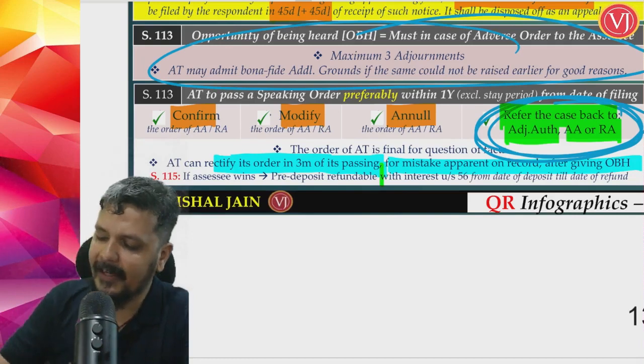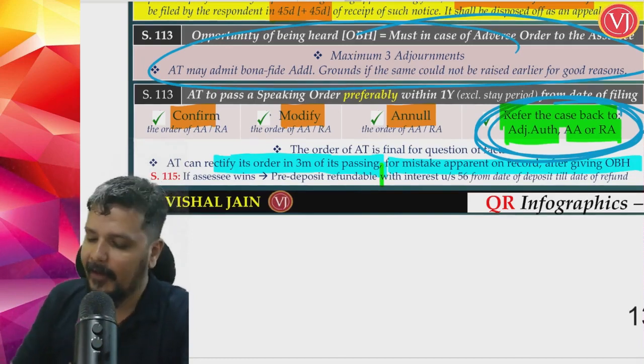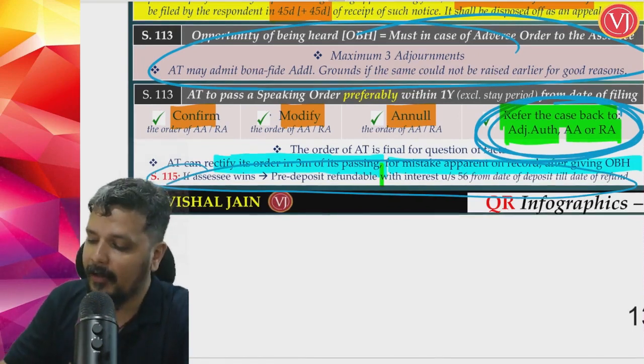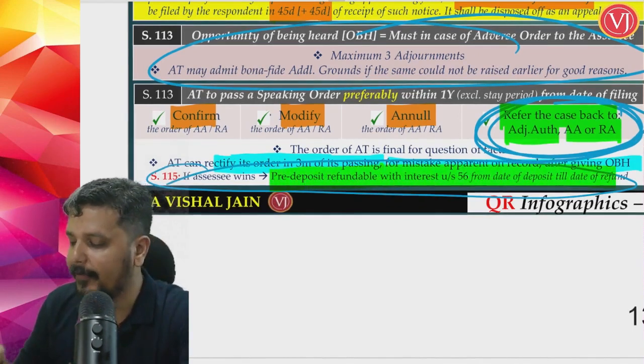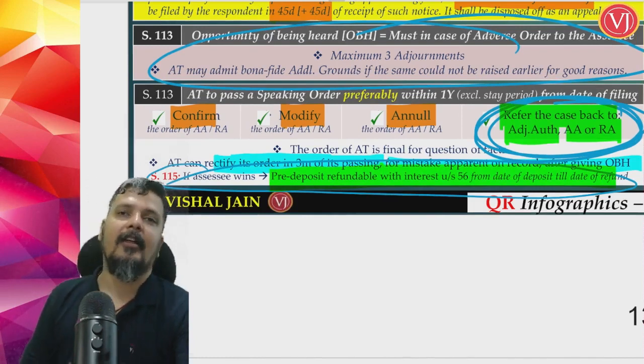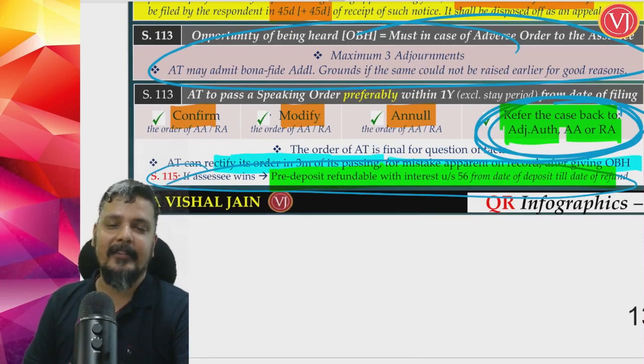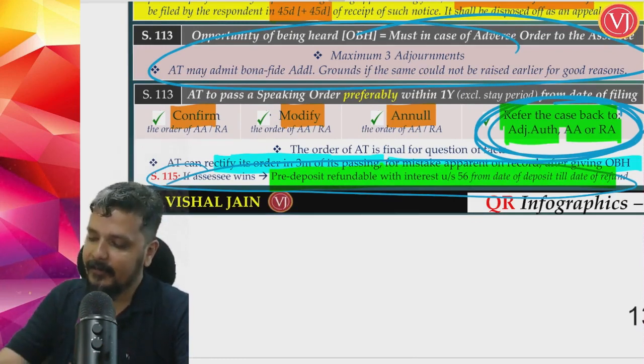Now please understand, whether it is first appeals or second appeals, if the assessee wins the case, and if at all he has made a pre-deposit, that will be refunded with interest. Now for the first time they talk about a logical calculation. Interest, when you get it, will be 6% from the date of deposit till the date of refund.